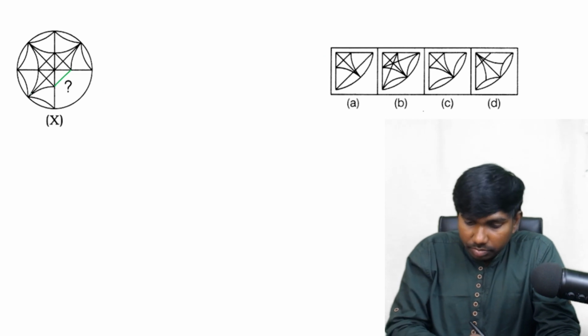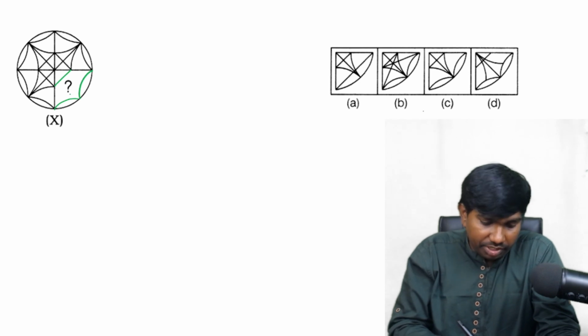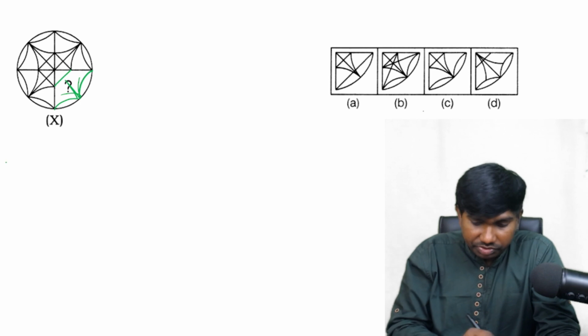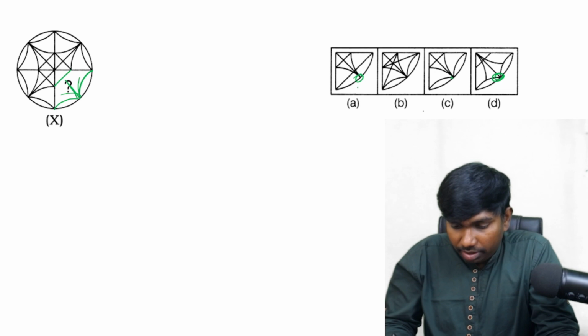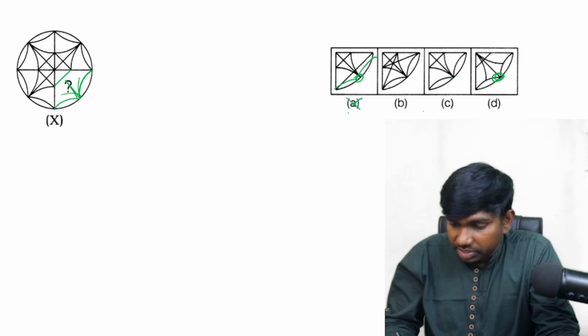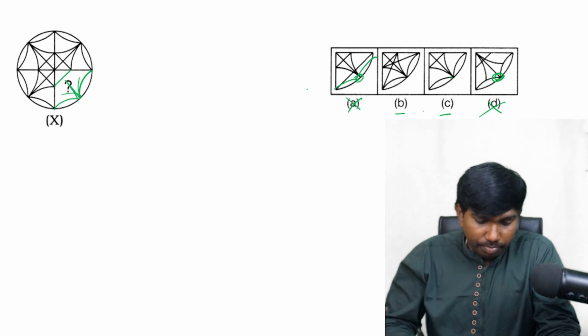Next, we can say there must be 2 curved parts like this, and 3 lines should join here. Means 2 curved lines and 1 straight line. But here 2 curved lines are missing. Here all are matching, but these parts are missing. This cannot be and this cannot be. The answer may be B or C. Let us decide one of them.